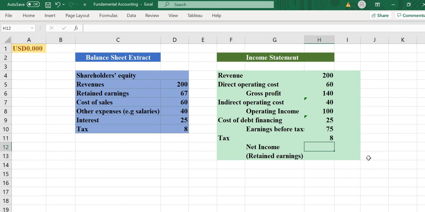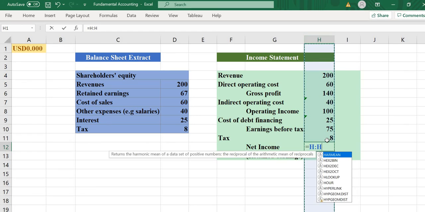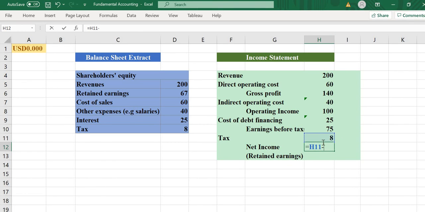Then, finally, we will calculate the net income equal to the earnings before tax, EBT, minus the tax. We're gonna have the net income. So this net income is exactly the same amount as the retained earnings here on the shareholder equity side in the balance sheet.